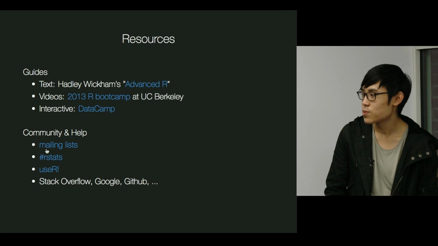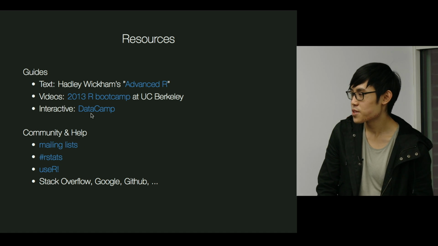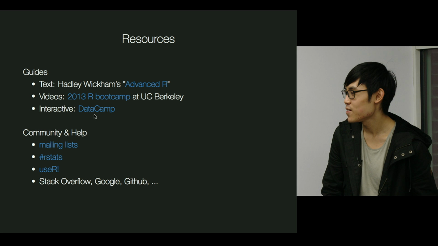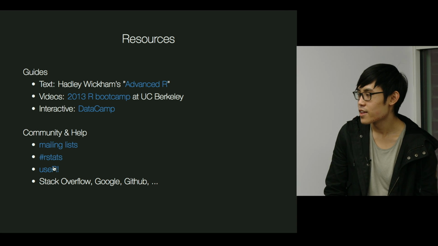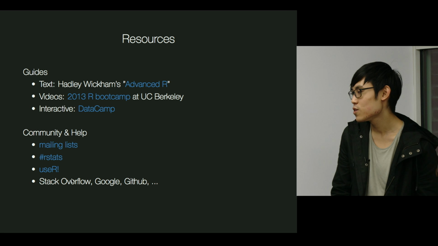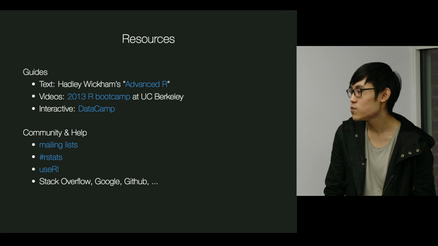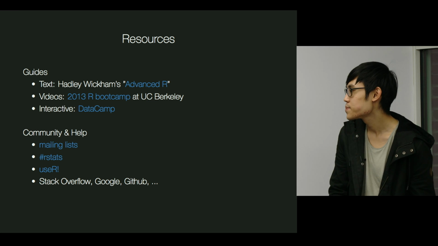And finally, if you just want community and help, these are a bunch of things you can go to. Obviously, we still use mailing lists just like almost every other programming language community. #rstats is our community on Twitter. That's actually quite common. And useR is our conference. And then, of course, you can use all these other Q&A resources like Stack Overflow, Google, and then GitHub, because most of these packages and a lot of the community will be centered around developing code, because it's open source and it's just really nice on GitHub.